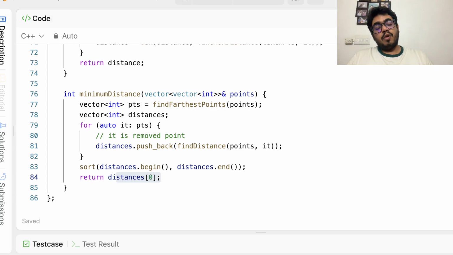Cool then. So that was about this fourth problem and how to reduce it to O of n.